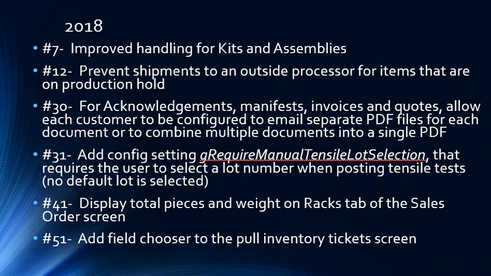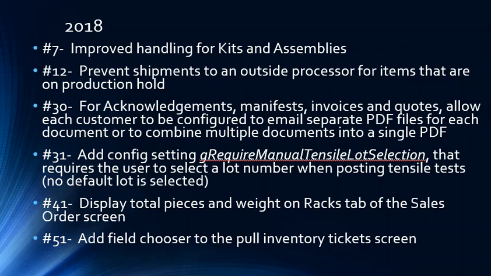Number 12 was prevent shipments to an outside processor for items that are on production hold. Previously, you had to have material on shipment hold to stop material from going to an outside processor, and now that is included as part of production hold so that you cannot send material to an outside processor if it is on production hold.